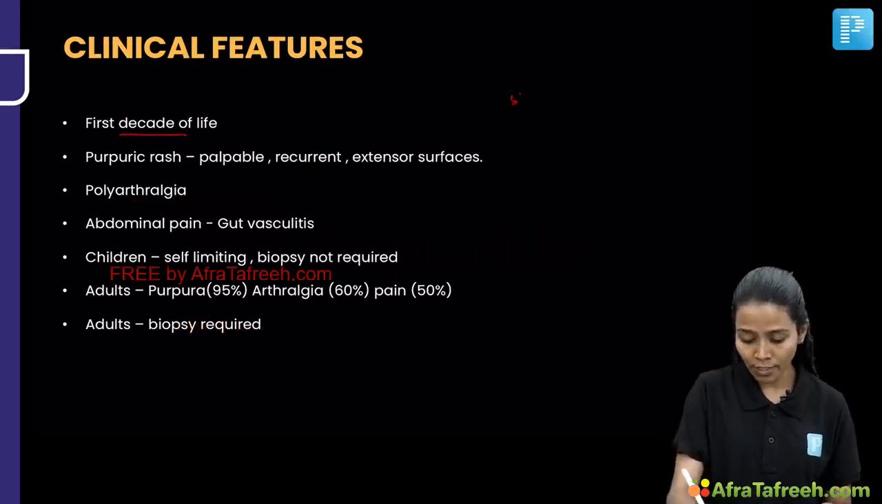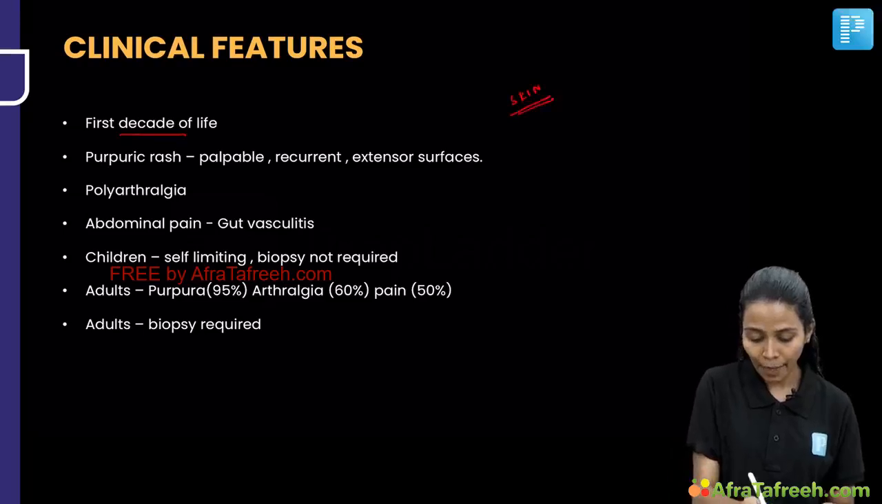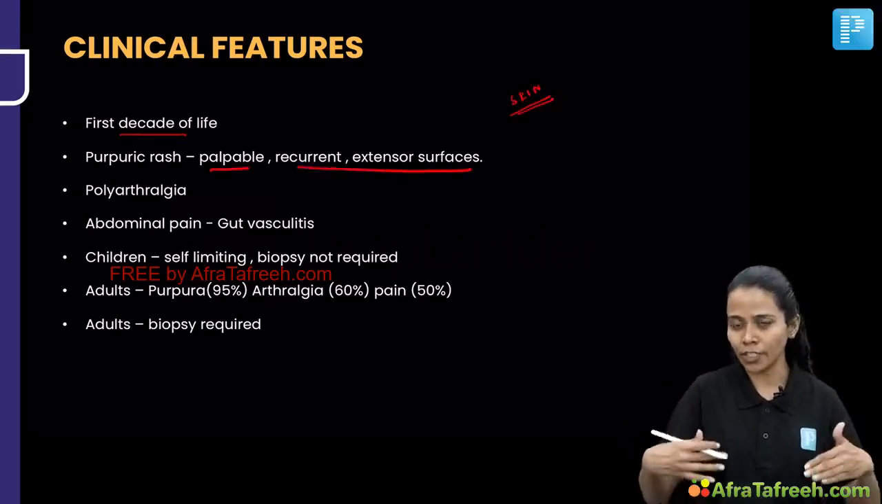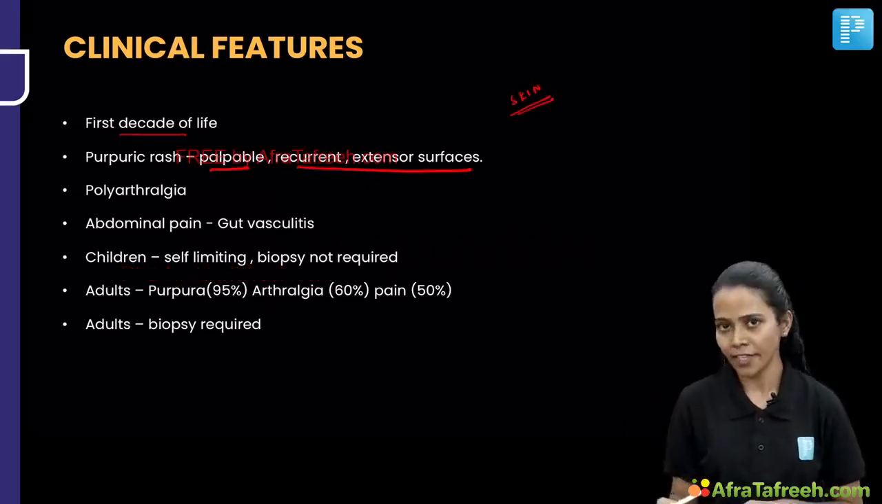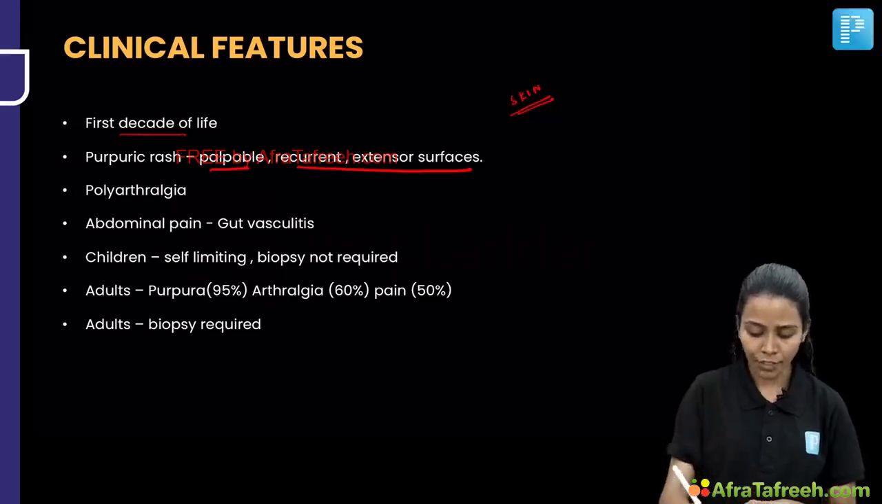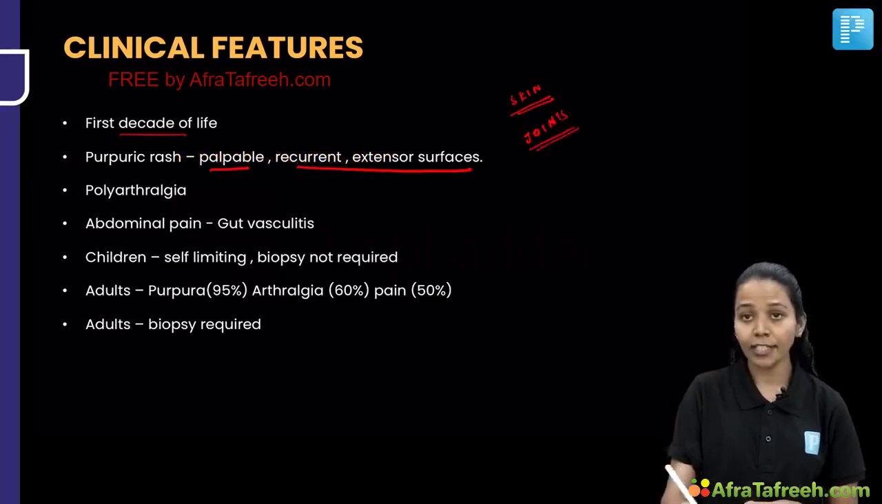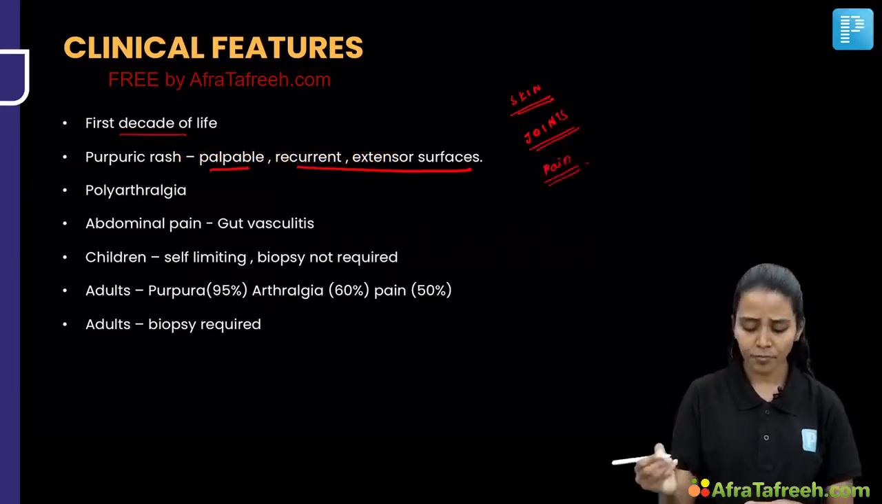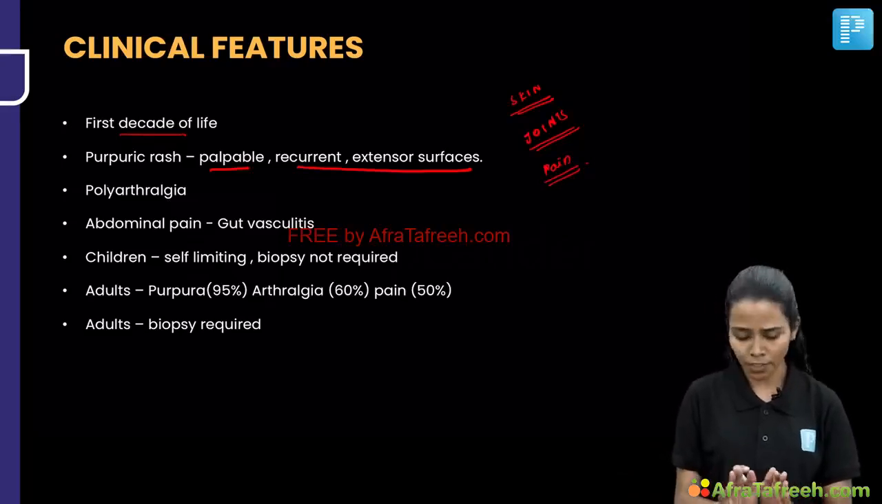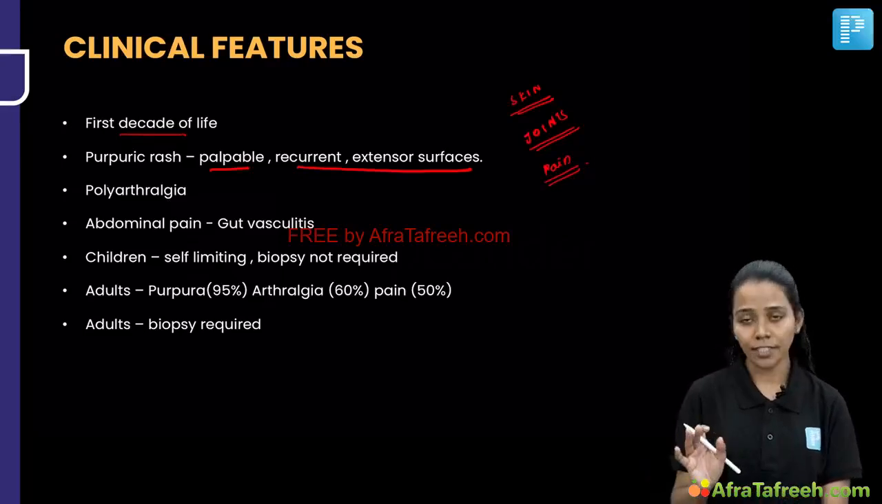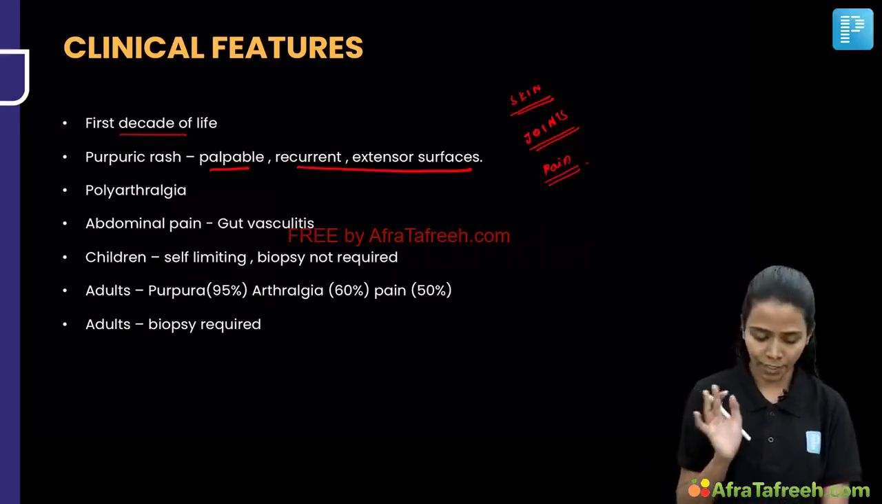Now, in skin, what is seen? It is palpable purpura, which is seen in the extensor surface, like in the gluteal region or in the extensor surfaces of the leg. So that is in the skin where it is causing rashes. Next, in the joints, like we mentioned, it causes polyarthralgia. In the gut, it causes abdominal pain because of gut vasculitis. So in children, this condition is generally self-limiting and biopsy is generally not required.